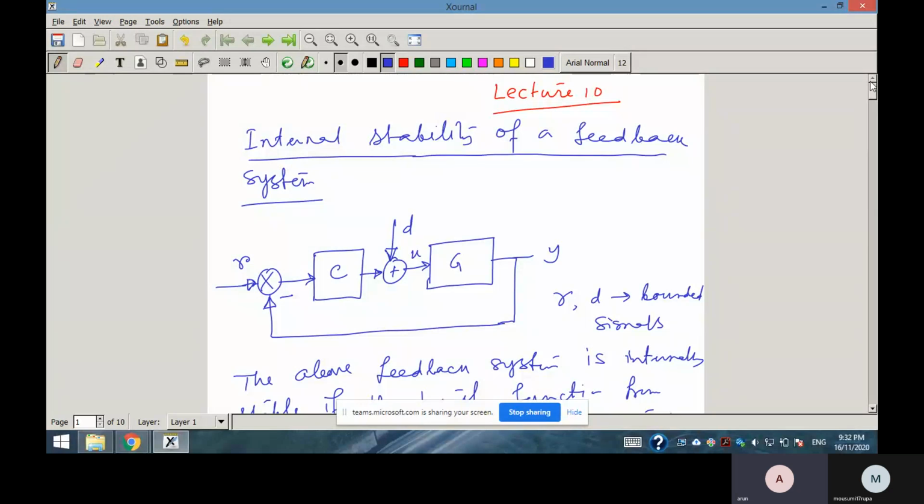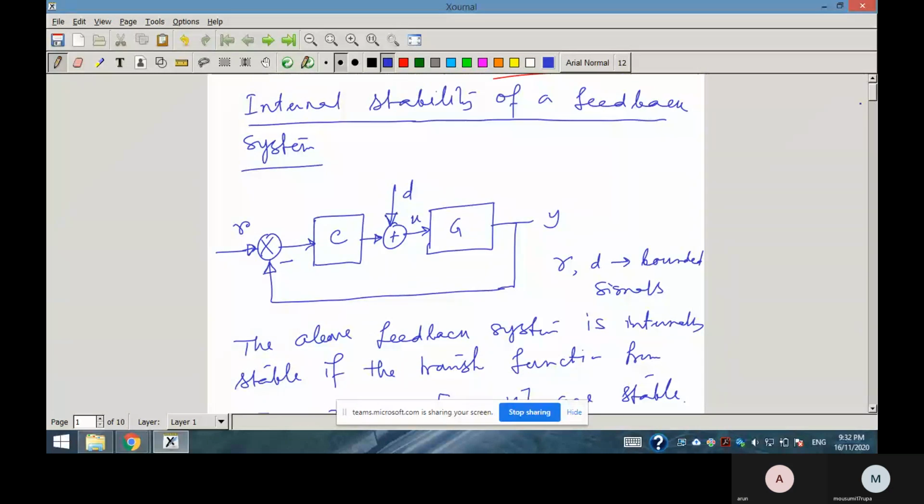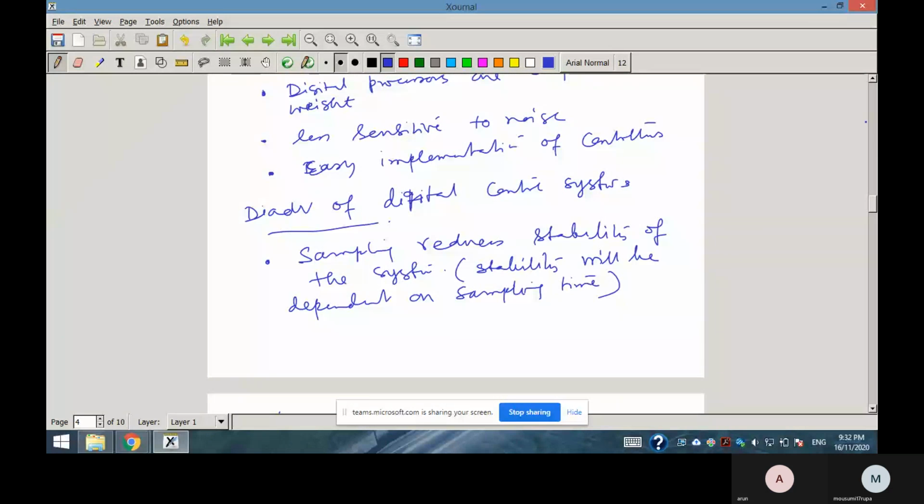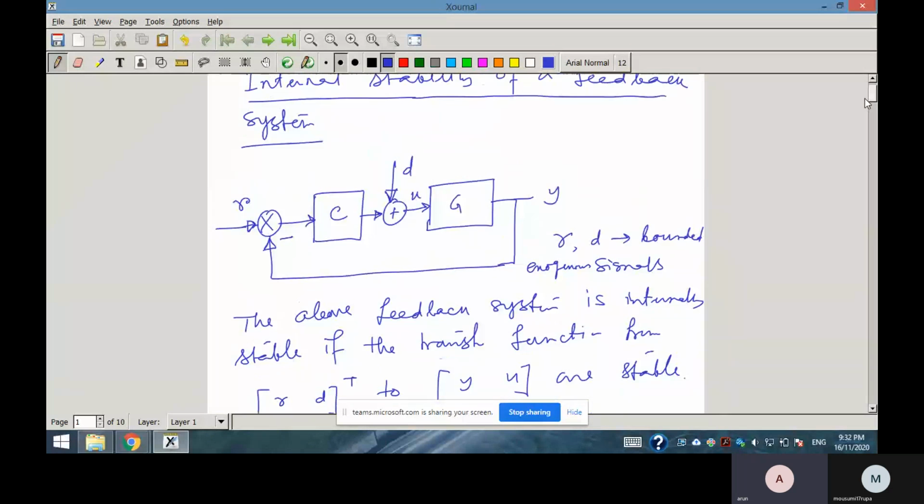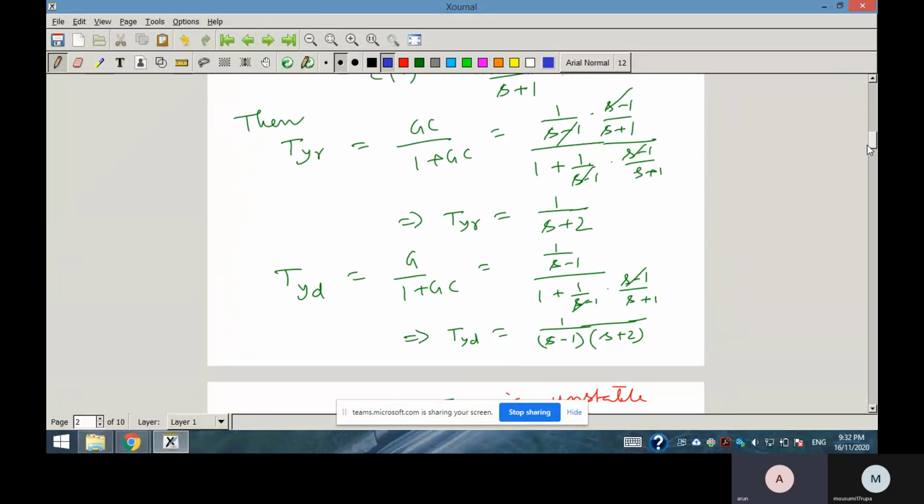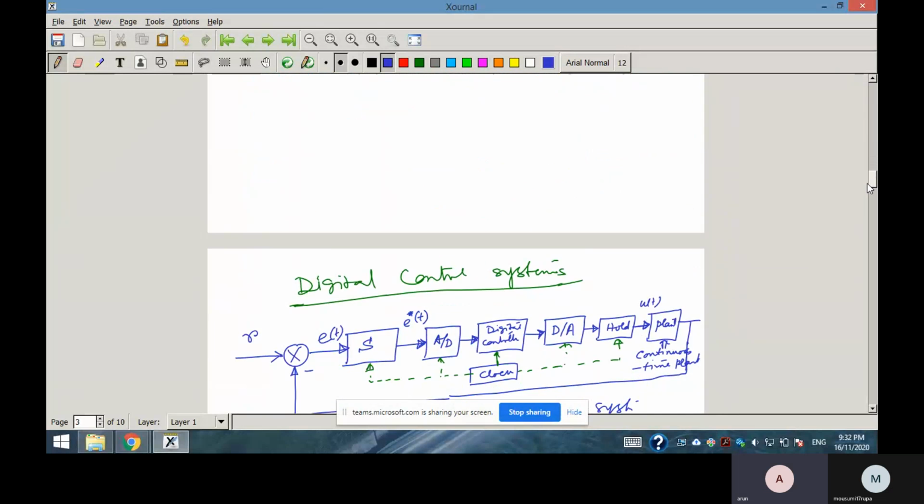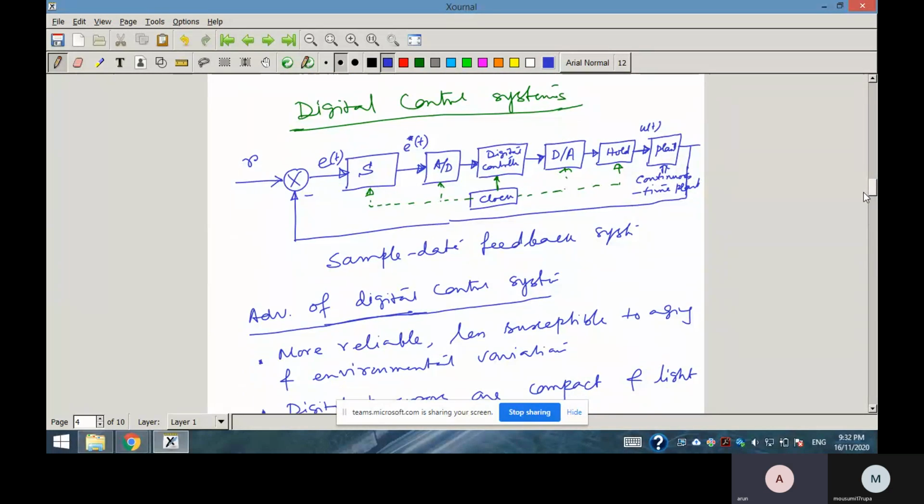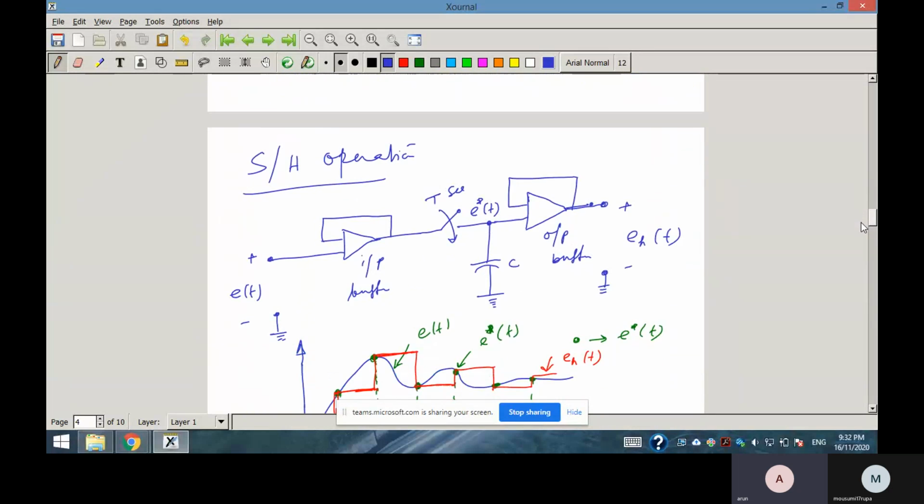So the internal stability of a feedback system. Well, and this is your bounded signal, bounded exogenous signal, and this is fine. So unstable. This is very important here. So now digital control system advantages and so on.